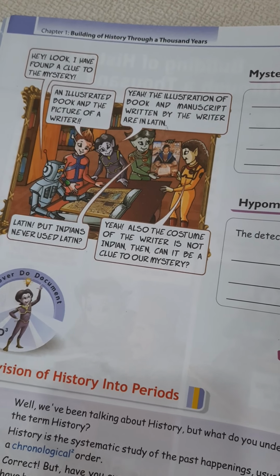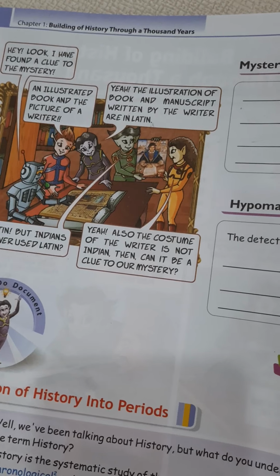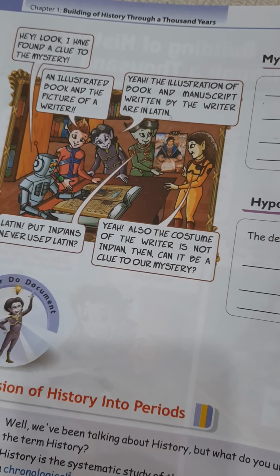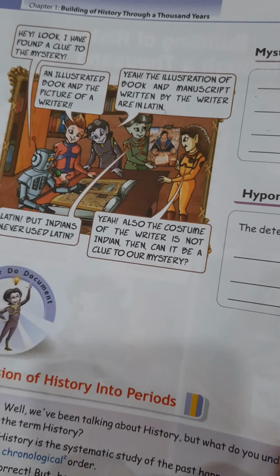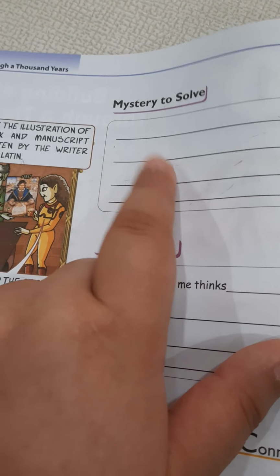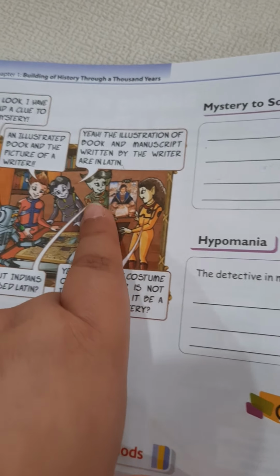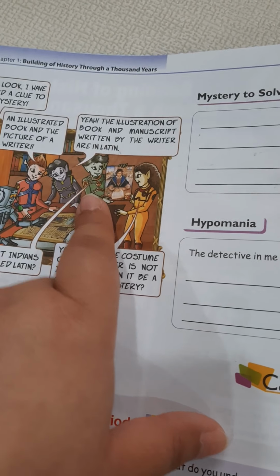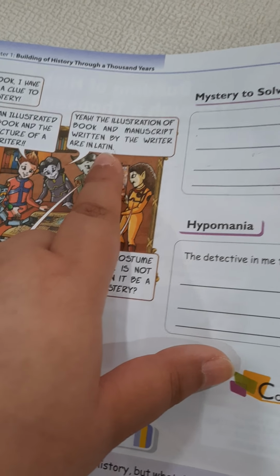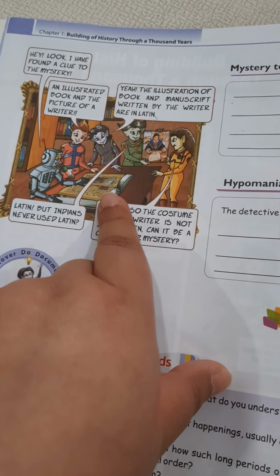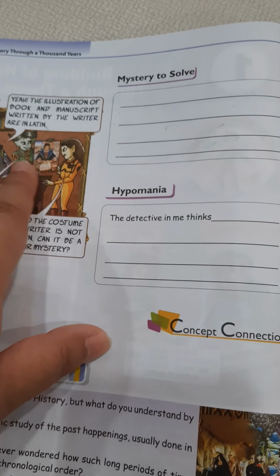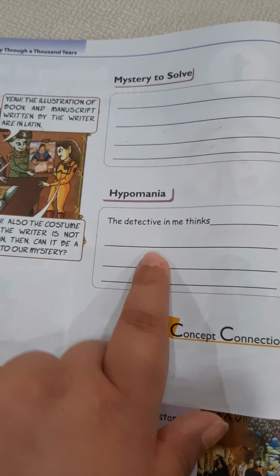During their search, they found that some kind of Latin language was also written in these books where it was illustrated. So they had a question. The question over here is the mystery to solve: how come Latin in India? If you could think for a second, the Latin language was used somewhere in Europe, and I believe the history of India and Europe is somehow connected. That's what the detective in me thinks.